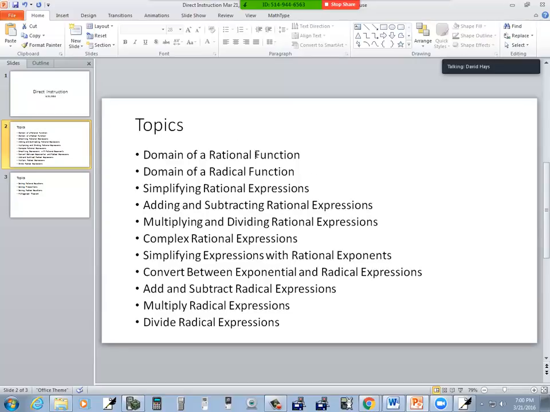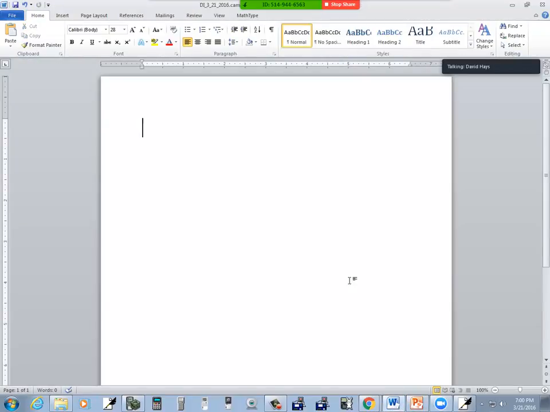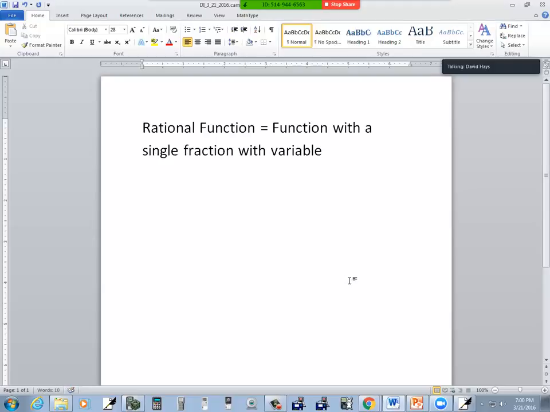Now this first one says domain of a rational function. A rational function is a function with a single fraction. Specifically, we're going to have variables involved, and typically the variables are in the denominator, but they don't have to be. But again, rational means single fraction.